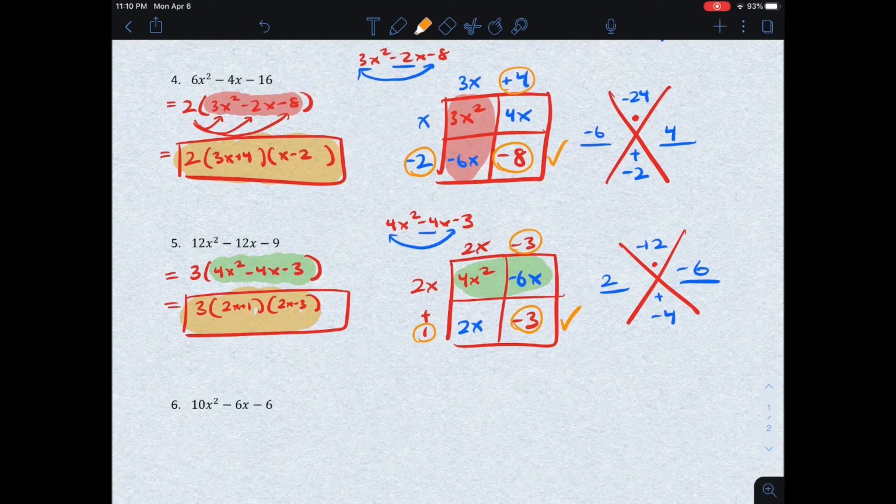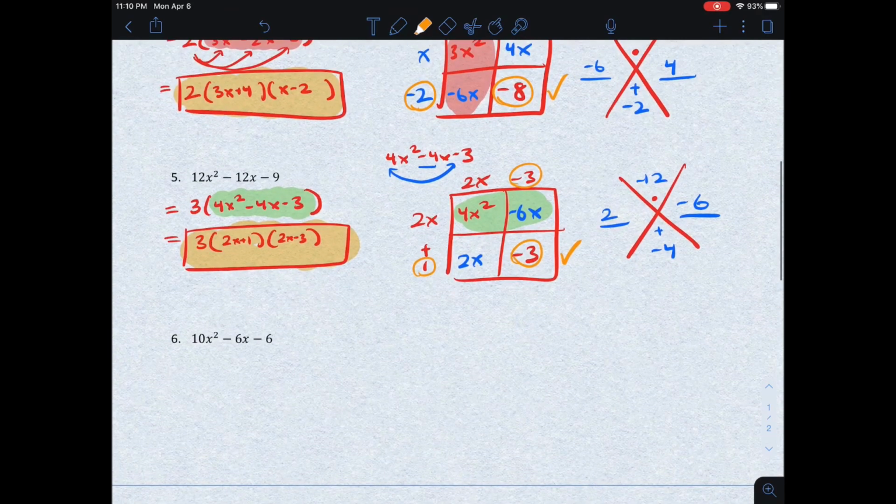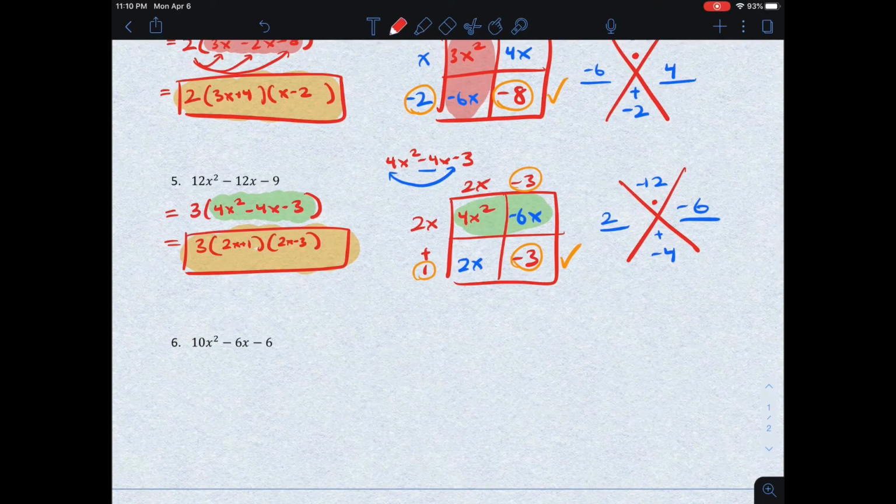How'd you do? Hopefully you were able to get this correct. If you made any mistakes, really pay attention to what mistakes you made and learn from it moving forward, okay? Let's do number 6. This is the last question for today. Try number 6 on your own. Let's see how you do.